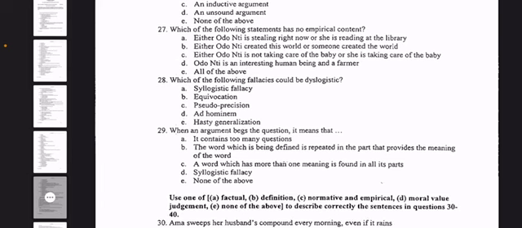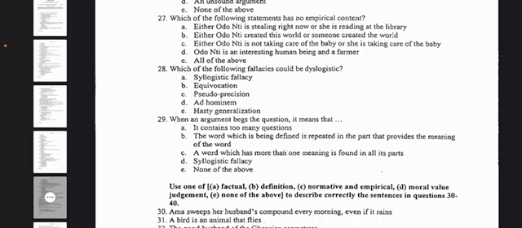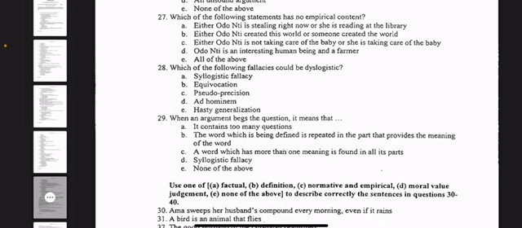28. Which of the following fallacies could be dyslogistic? Dyslogistic, we are talking about derogatory. So it's obviously the ad hominem, because ad hominem is when you're attacking the character of the person. Instead of giving a valid argument, you're attacking the person. You are not looking at facts about the world, you are just attacking the person's character. That's ad hominem. So it could be dyslogistic.